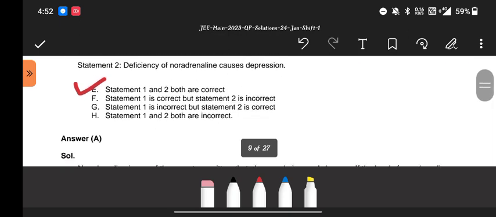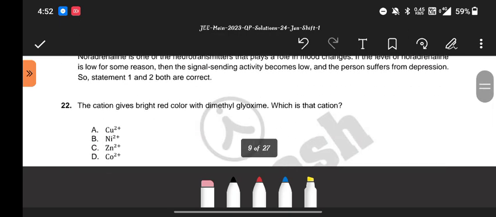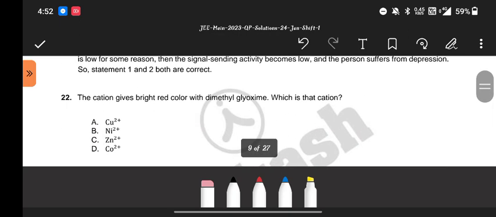Next, that is the 22nd question. Here they have asked: the cation that gives bright red color with dimethyl glyoxime, which is that cation? Options: Cu2+, Ni2+, Zn2+, or Co2+. Which one we have to find?